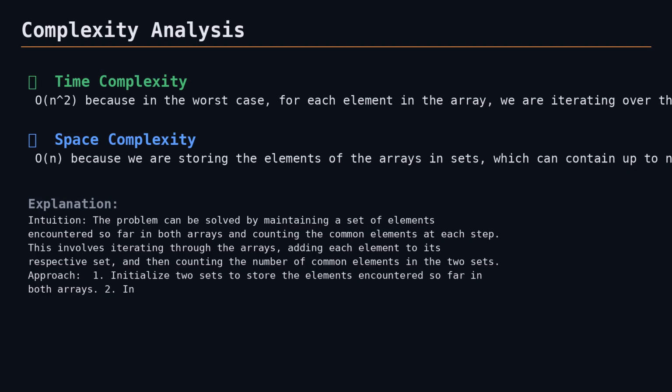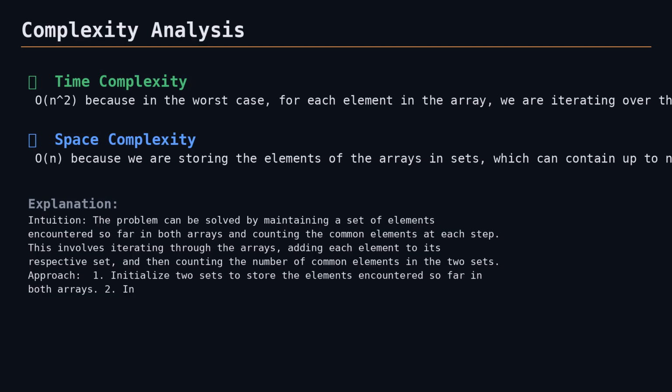Then, we iterate through both arrays simultaneously using a for loop. Inside the loop, we add each element to its respective set using the insert method. We then count the common elements in the two sets using a helper method called getCommonCount. This method takes two sets as input and returns the number of common elements. We do this by iterating through the first set and checking if each element exists in the second set using the find method. If it does, we increment the count. Finally, we return the count array, which represents the prefix common array of the two input arrays.